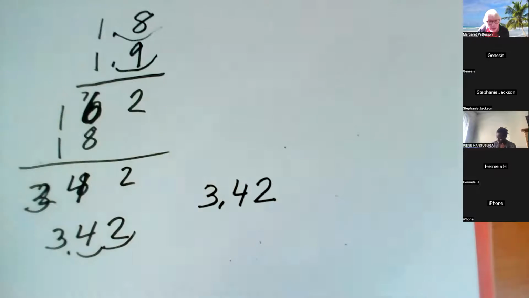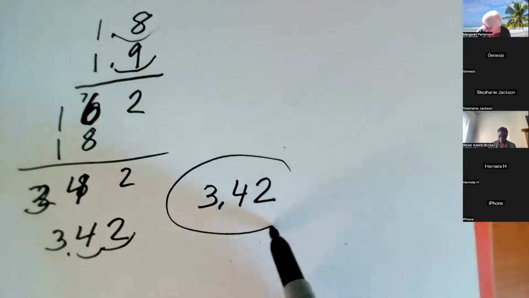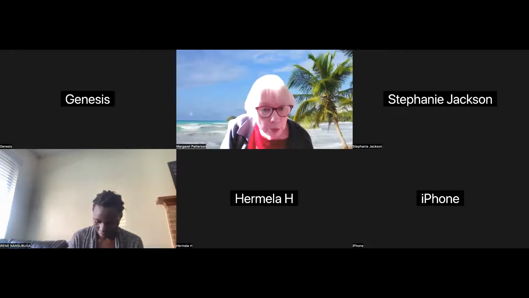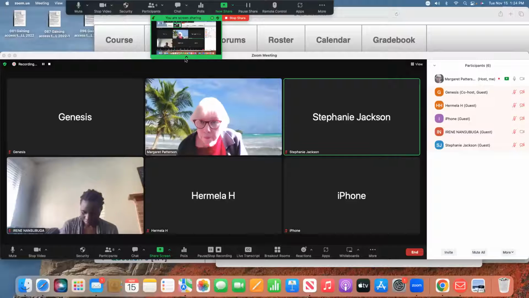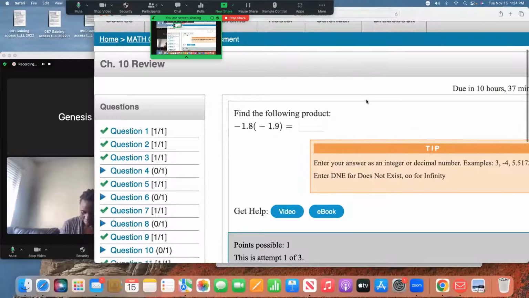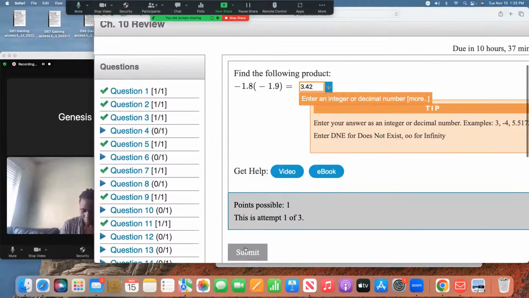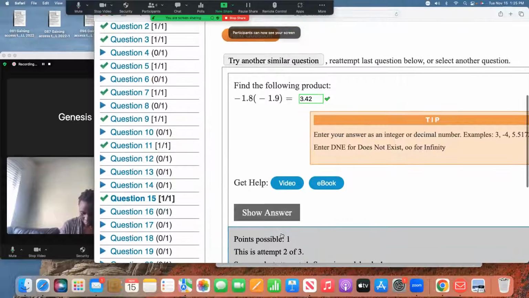Okay. The two negatives, this was negative and that was negative, end up being positive. So unless there was some sort of rule about rounding, and I'll go back and look. No, there was no rounding. So I'm going to just put in the full answer, 3.42. And if they ever don't like our answer, we'll find out. But they did. That was good.